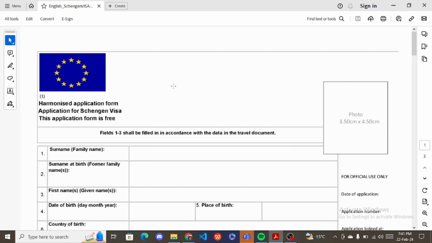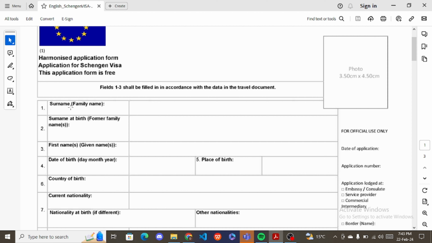So I'm just going to show us what to do, the information that you need to write down, or the information that is required of you to fill in. So let's get right into this. You can download this form. I'm going to put a link to where I downloaded this form in the description box.